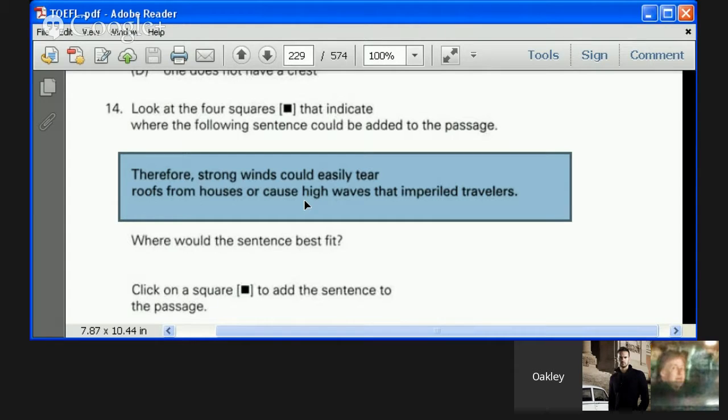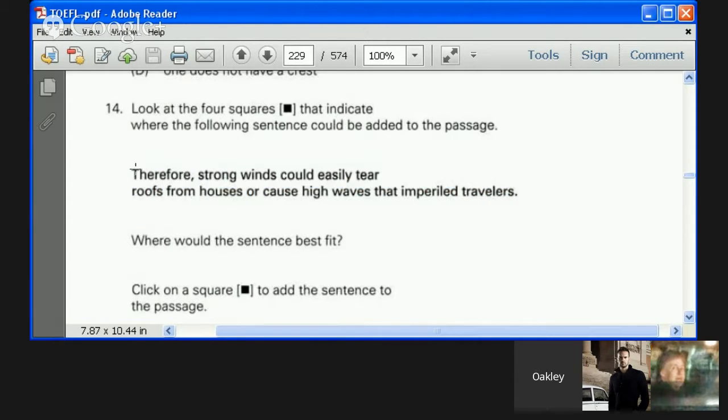Okay, we do have a couple clues that may help us. Look for starters, look for any time or reason transitionals. All right, signal words, signal phrases. Therefore, oh, okay. So I must have some information that's going to match. Therefore, strong winds could easily tear roofs from houses or cause high waves that imperil travelers.